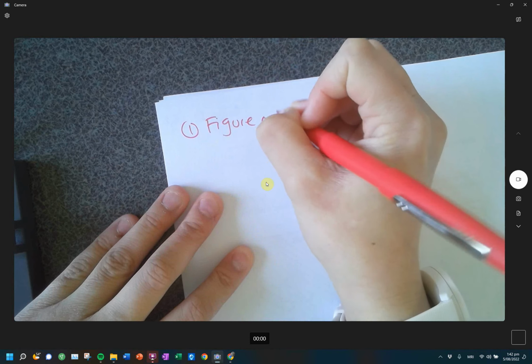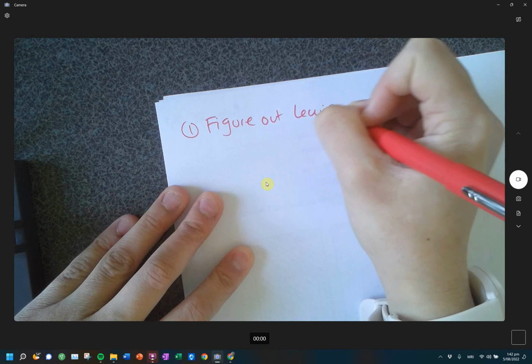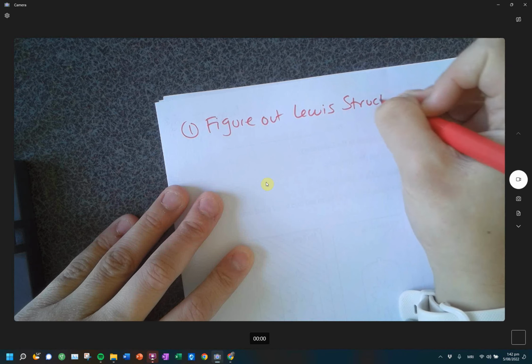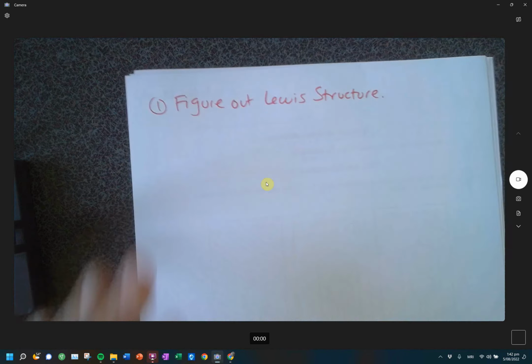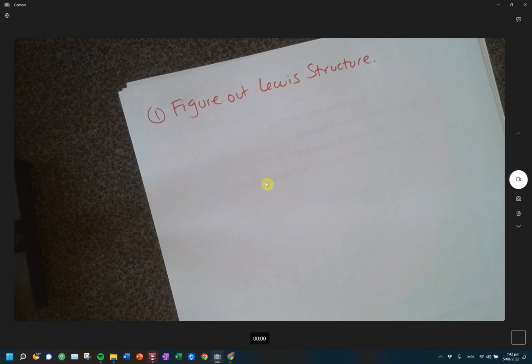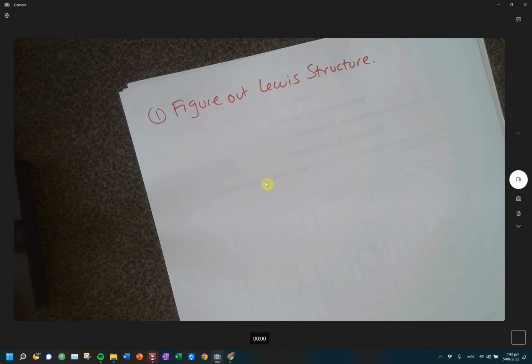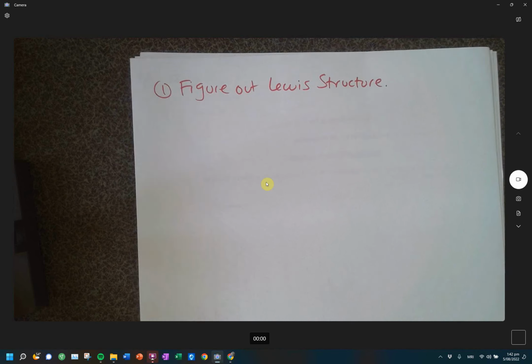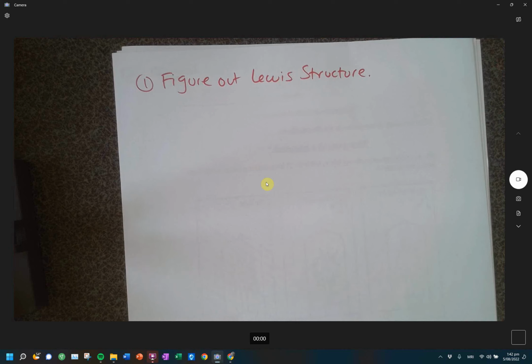Figure out Lewis structure. And that's going to be really important because that then helps us understand how many regions of electron density there are, how many bonds there are, how many of those are in bonds, etc., etc. So that's the first thing to keep in mind with our shapes question, is doing that step.